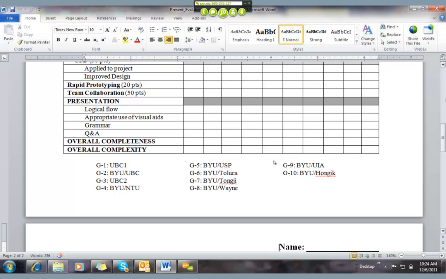There's 12 teams. So we will stick another UBC team in before the BYU NTU team. So we'll stick that in. But basically this will be the flow of the presentations, the order of them.